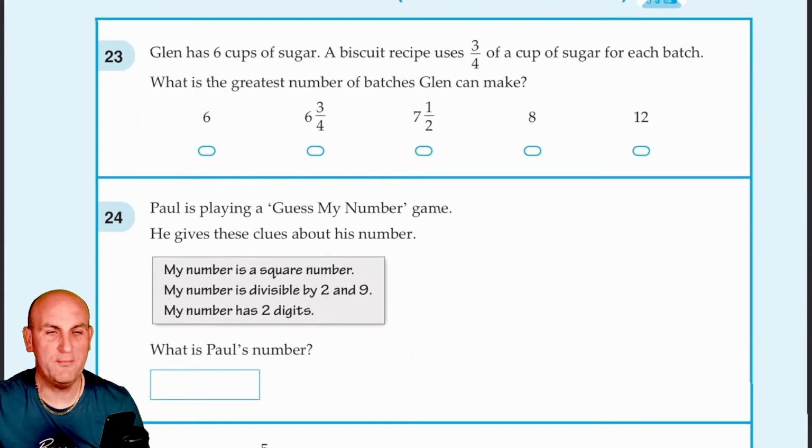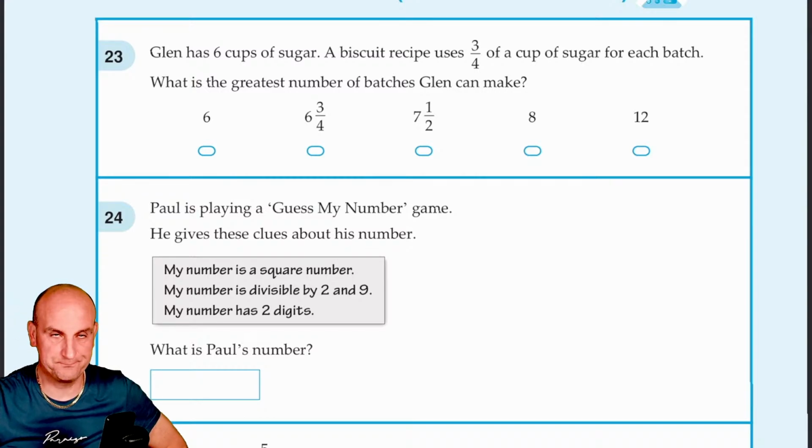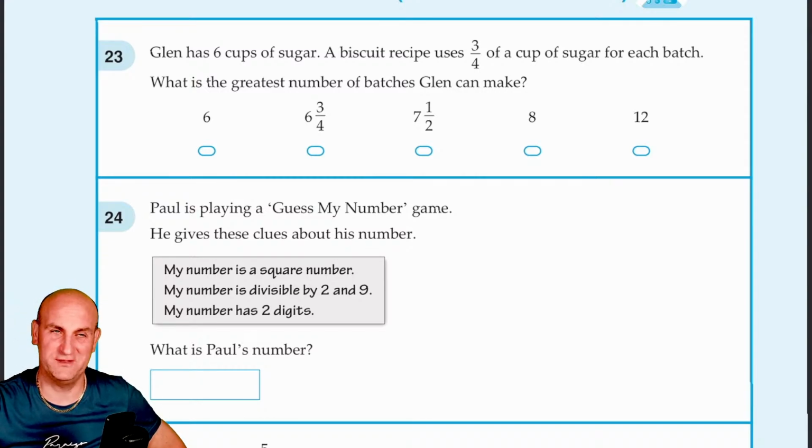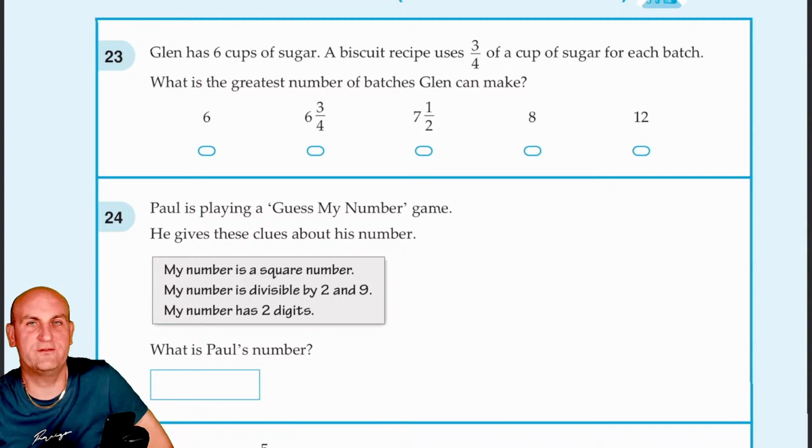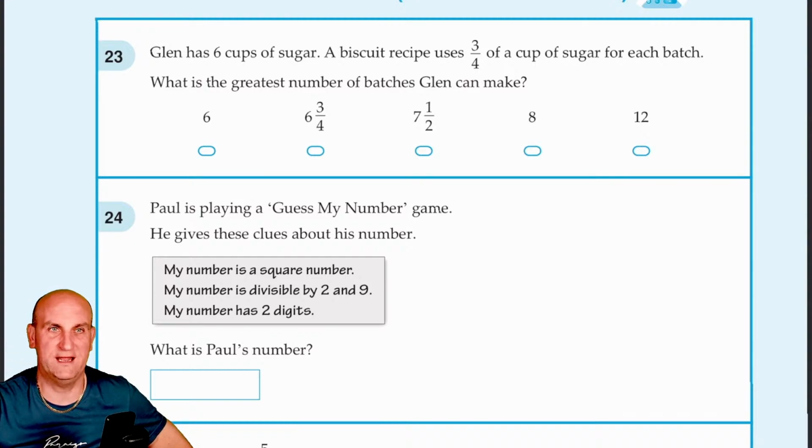Question 23. Am I almost at the end of this paper? Sure, it's got 30 questions. Glenn has 6 cups of sugar. Sugar's not good for you, Glenn. Back off the sugar, mate. A biscuit recipe uses 3/4 of a cup of sugar for each batch. What is the greatest number of batches Glenn can make?